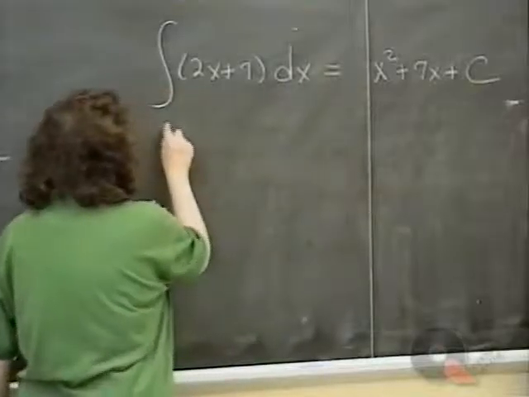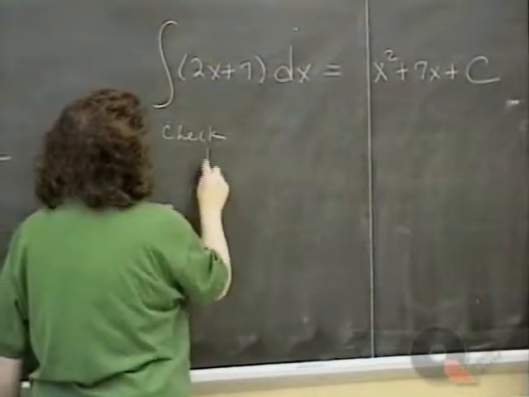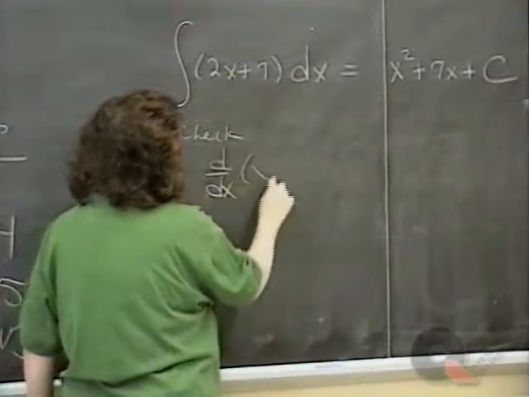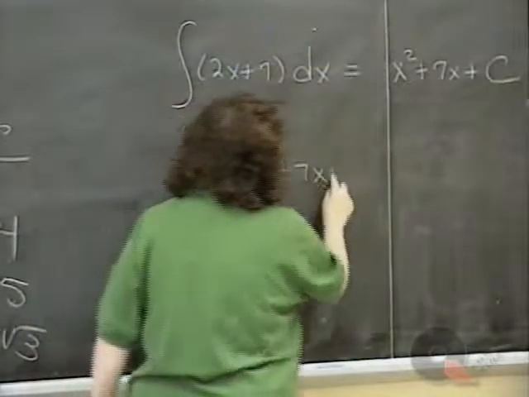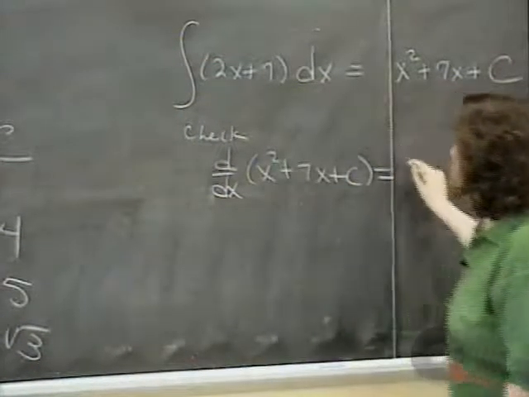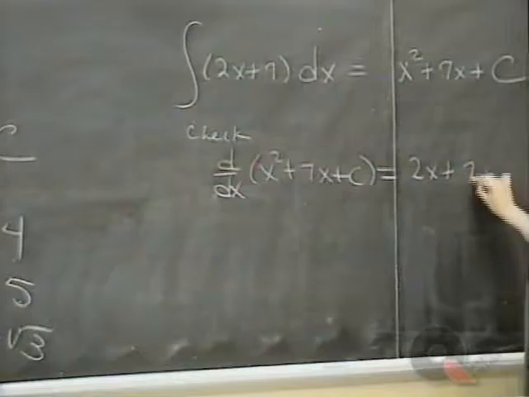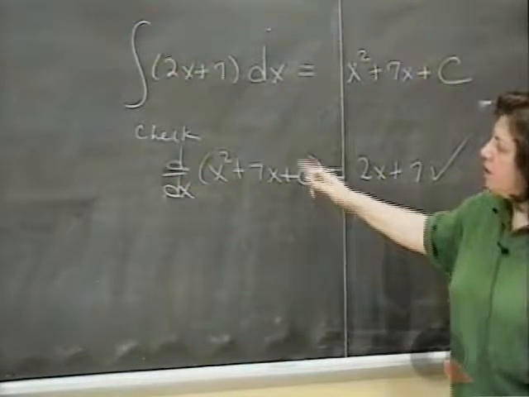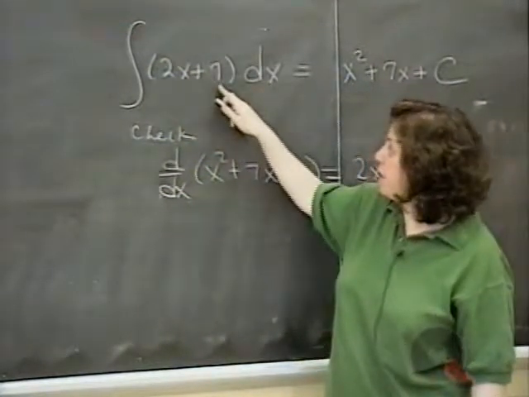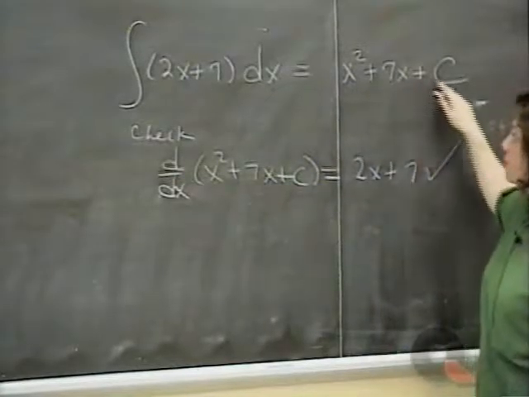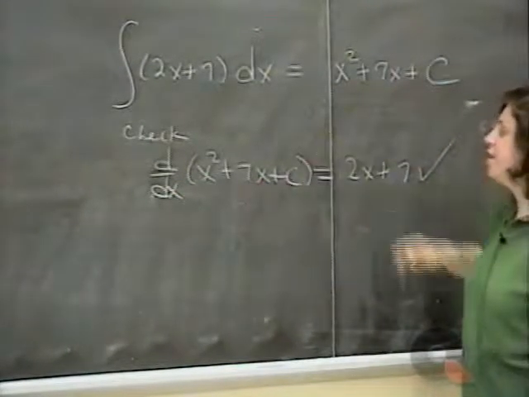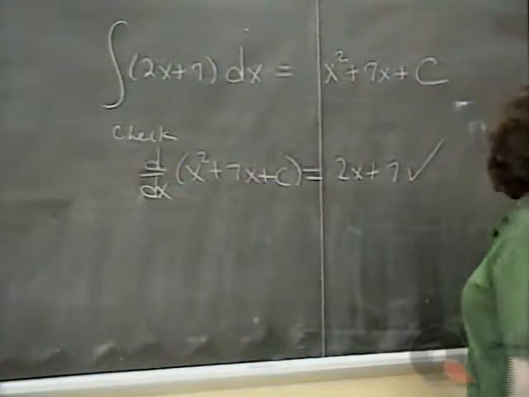Now, we can always check this very simply. Take the derivative of your answer, and if you've done it correctly, you should get 2x plus 7. What do you have to differentiate to get 2x plus 7? The answer is x squared plus 7x plus c, and we check it by differentiating.